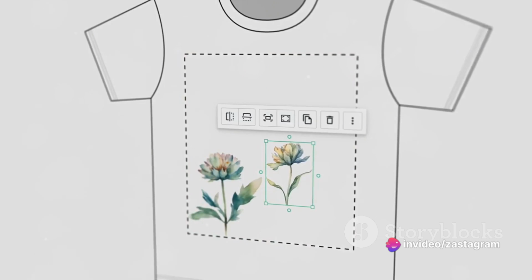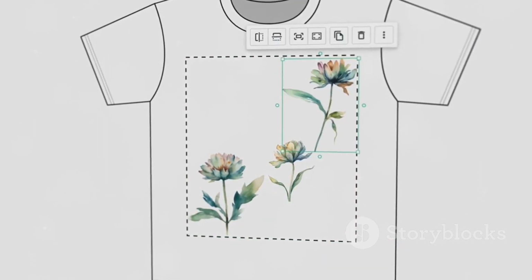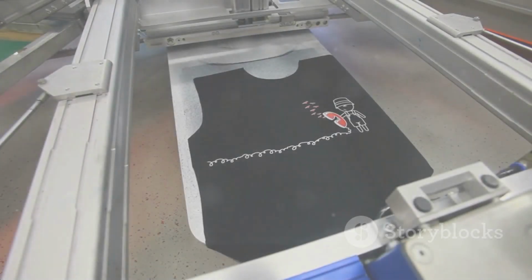Have you ever pondered the mechanics of making money with Redbubble print on demand? Well, ponder no more. Today we dive into the ins and outs of this lucrative opportunity. First things first, understanding what Redbubble is crucial.